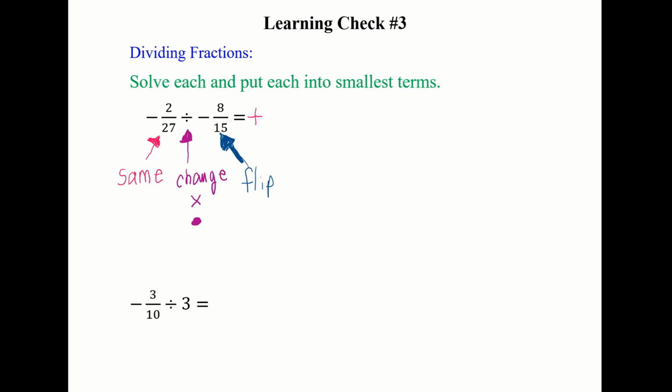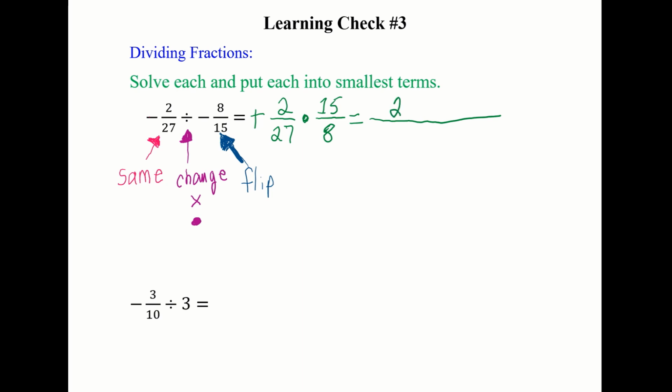Okay, so let's write this down. This is what we're going to do. We know we're going to be positive here. We know that our final answer will be positive, and we know we need 2 over 27 to be the same. And we know that we're multiplying, and we use the reciprocal, 15 over 8. Now, what does this really become?